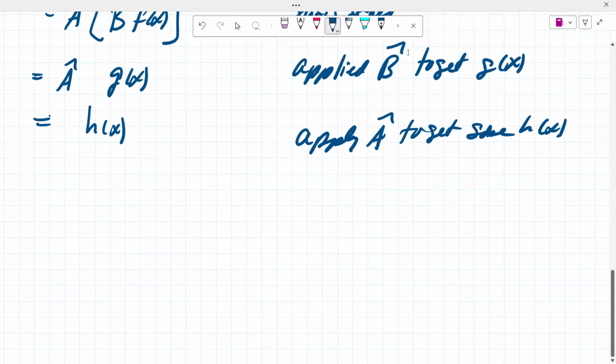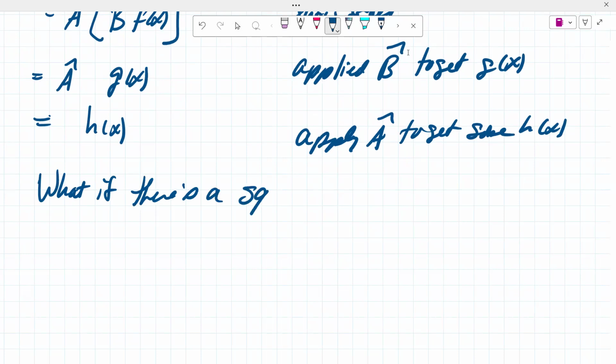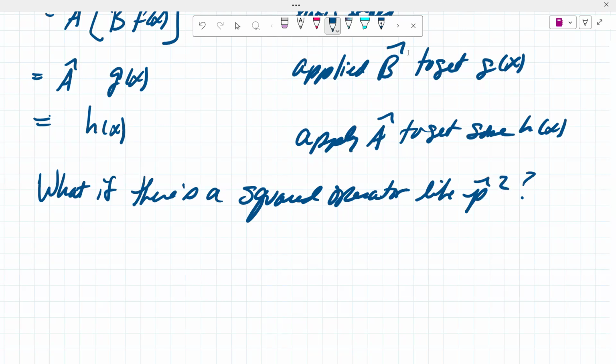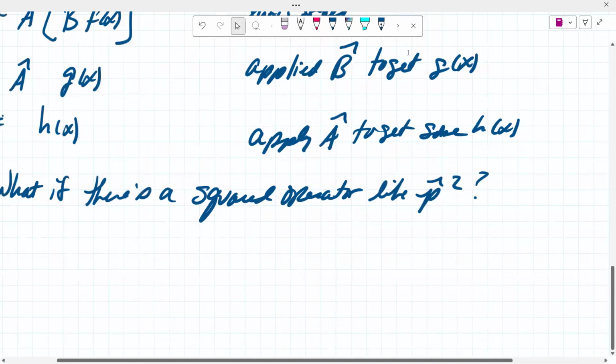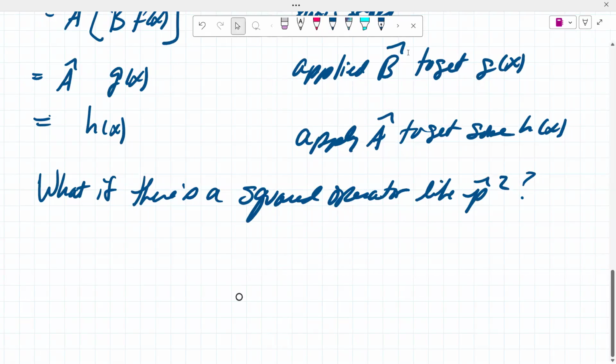What if there's a squared operator? Uh-oh. Like B hat squared. How do we do it? Oops, A hat squared. Okay. So when we have A hat squared f of x. All right.